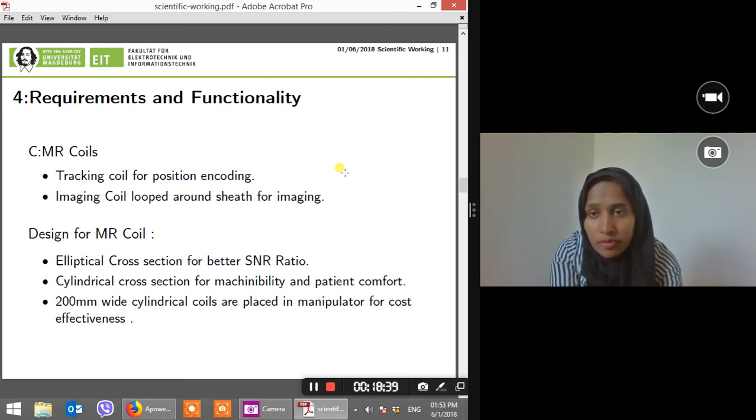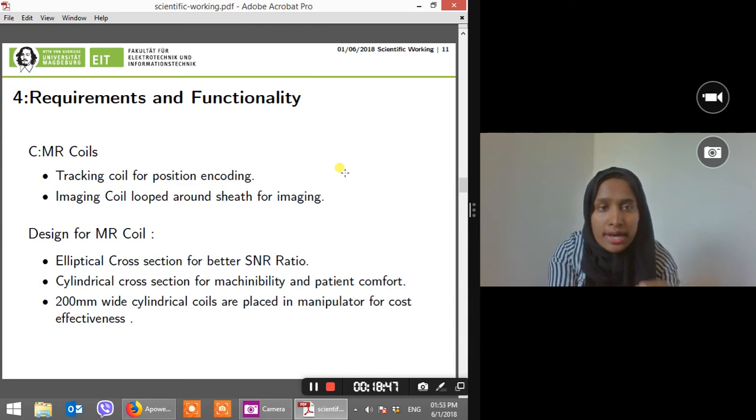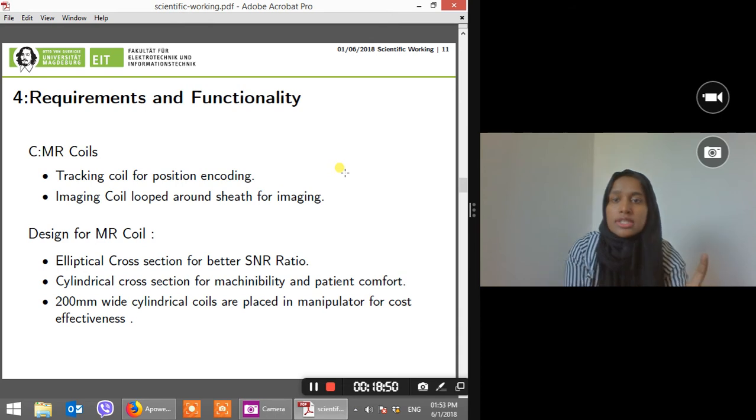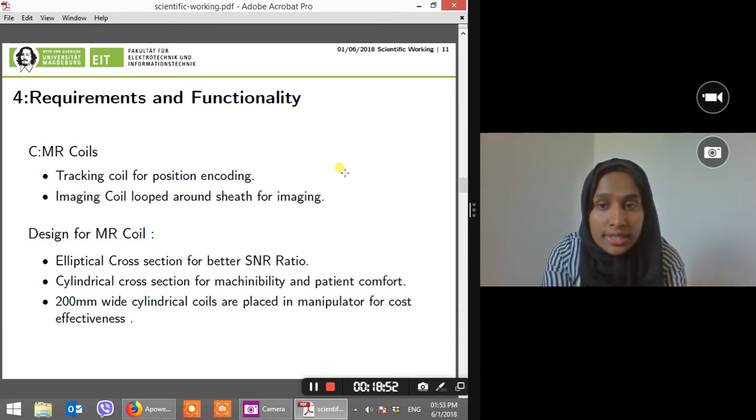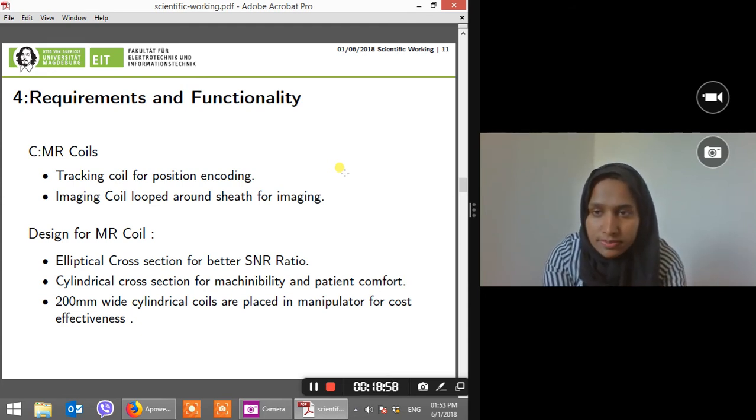The second type of coil is the imaging coil around the sheath for imaging, that is basically taking out the image. And one is the tracking coil for position encoding. The second one is the imaging coil, used for imaging. It rotates around the sheath.